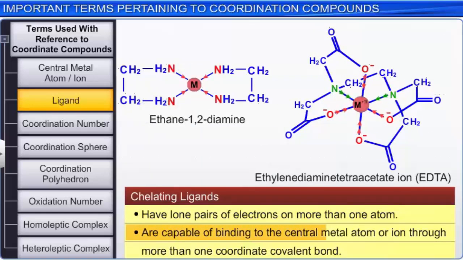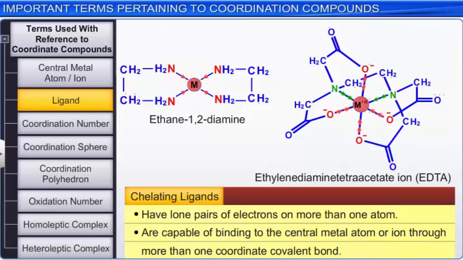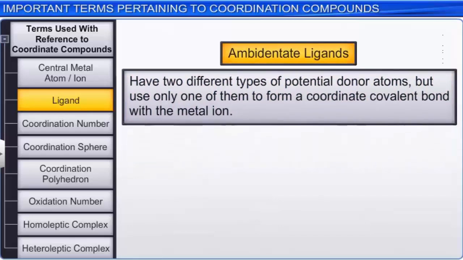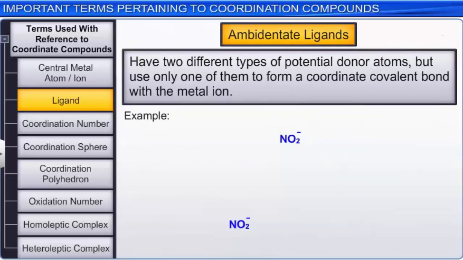Some ligands have two different types of potential donor atoms, but use only one of them to form a coordinate covalent bond with the metal ion. Such ligands are called ambidentate ligands. The NO2- ion is one such ambidentate ligand, capable of coordinating to the metal atom or ion through the nitrogen or oxygen atom. Similarly, the SCN- ion can coordinate through the sulfur or nitrogen atom.